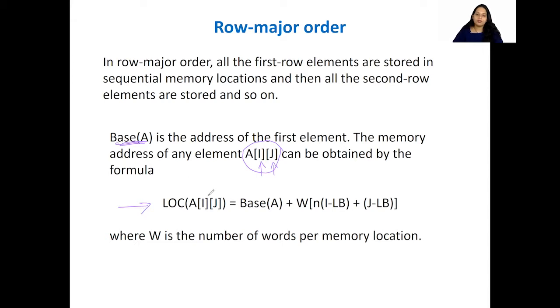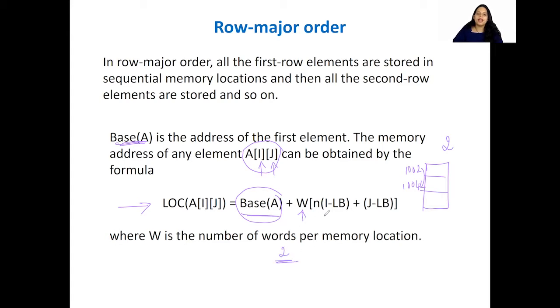Location of A of i comma j, this is what we want to find out, is equal to, first we are going to take the base address, which is going to be constant for a given array. Plus W, the number of words per memory location. I had told you last time in the one dimensional array, if the addresses are 1002, 1004, something like that, when we subtract, whatever we are getting, in this case 2, is the number of words per memory location.